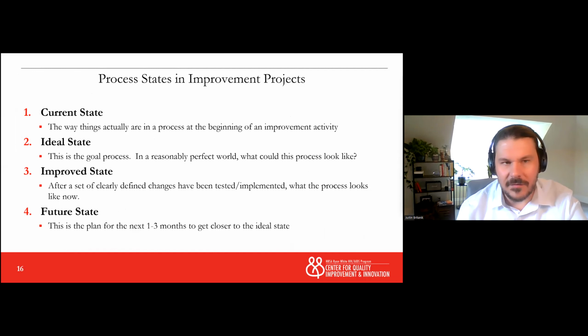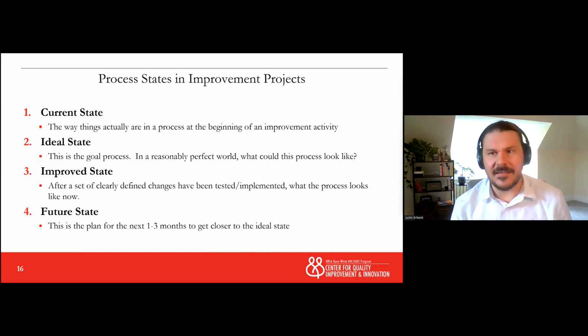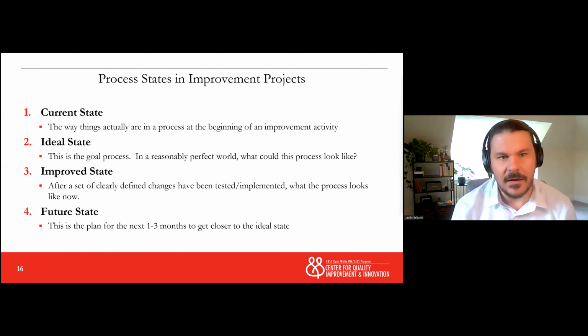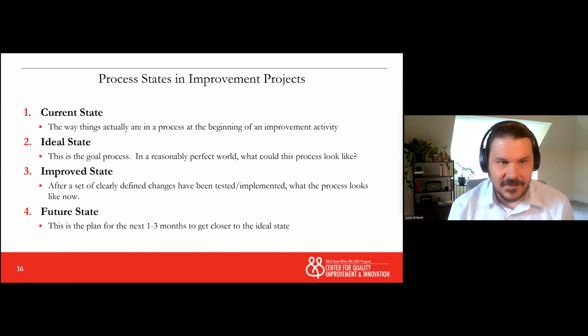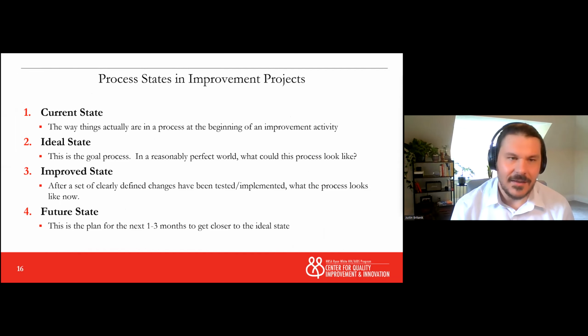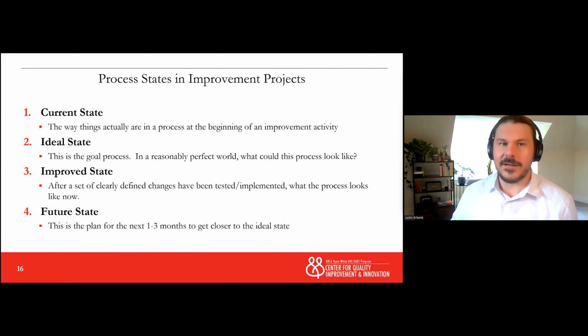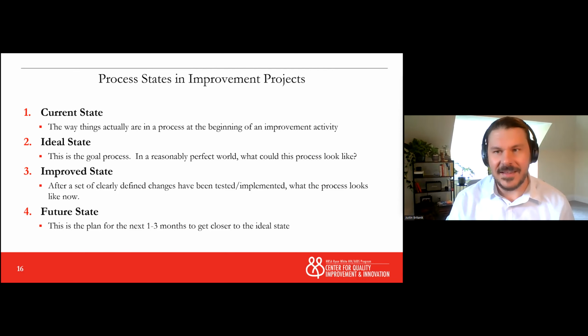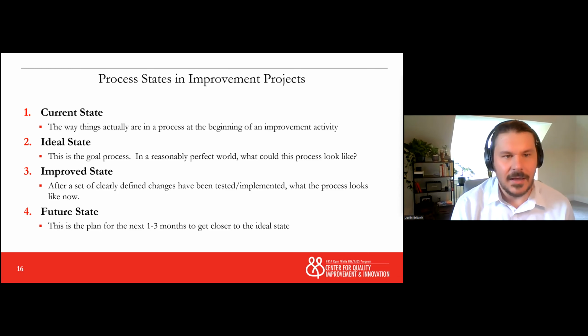So I want to review process states, because a value stream map is not something you do one and done. You're probably doing 3, 4, 5 edits to this as you go through your improvement project. So we always start with the current state, the way things actually are in the beginning. Then we go straight from the beginning to the end, the goal. What would this look like in a reasonably perfect world? Ideally, how can we do this? If we wanted to provide the highest quality that we realistically can, what would that process look like?